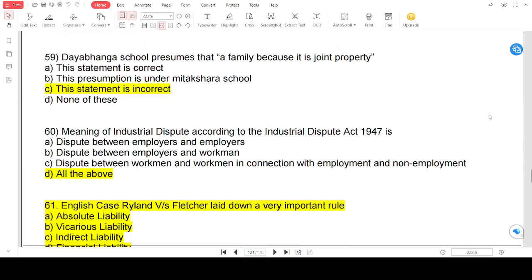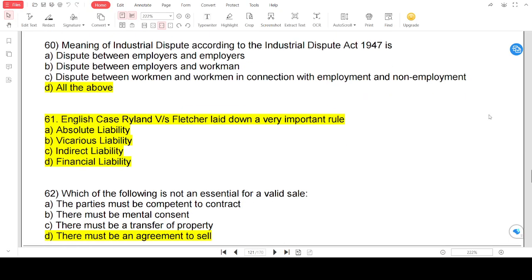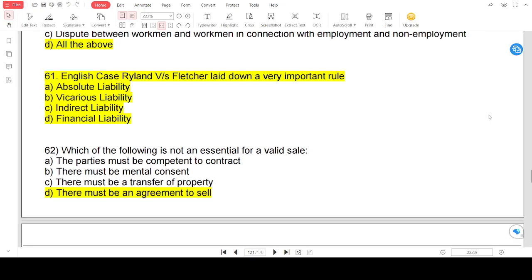This statement is incorrect. The meaning of industrial dispute according to the Industrial Disputes Act is a dispute between employer and employee, employer and workman, and workman and workman in connection with employment and non-employment. All of the above. The English case Rylands versus Fletcher laid down a very important rule: absolute liability, vicarious liability, indirect liability, financial liability. Which of the following is not essential for a valid sale?